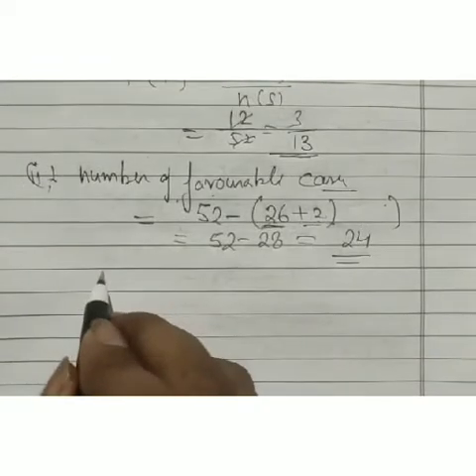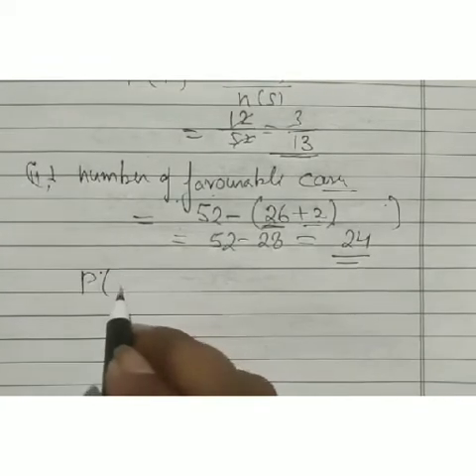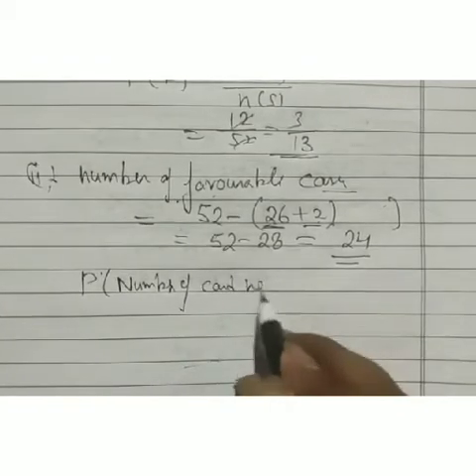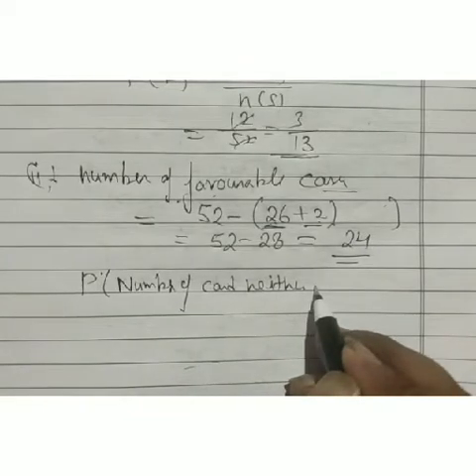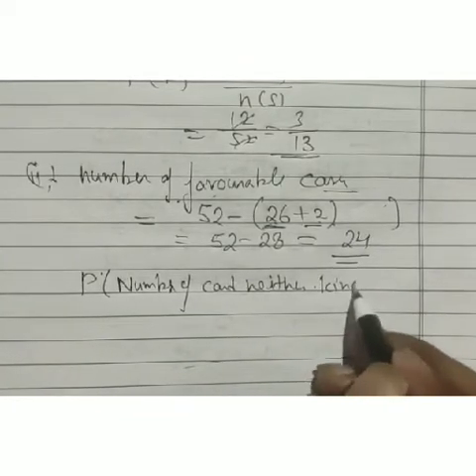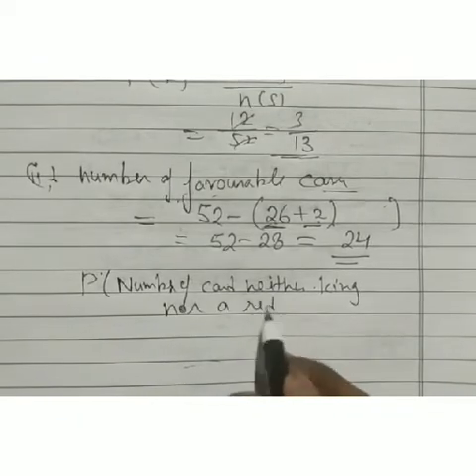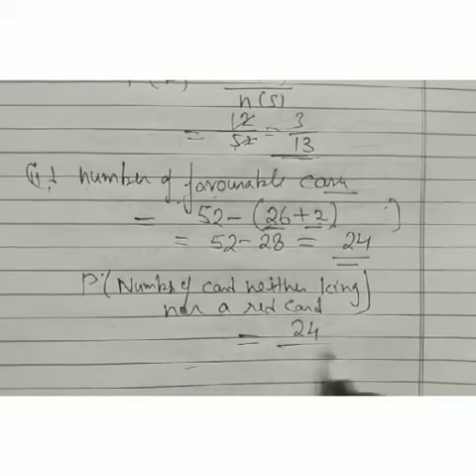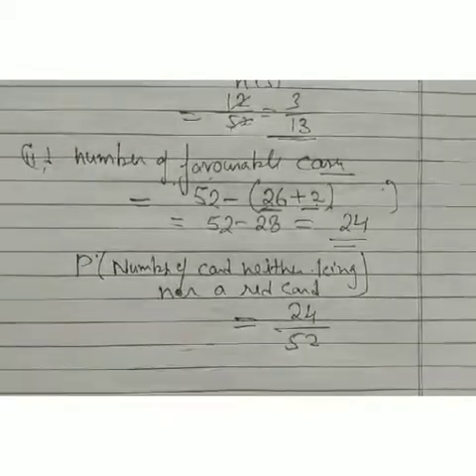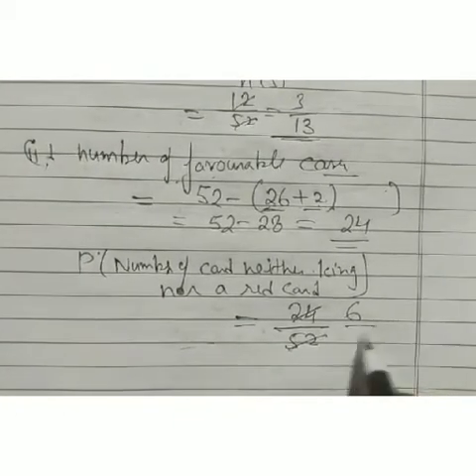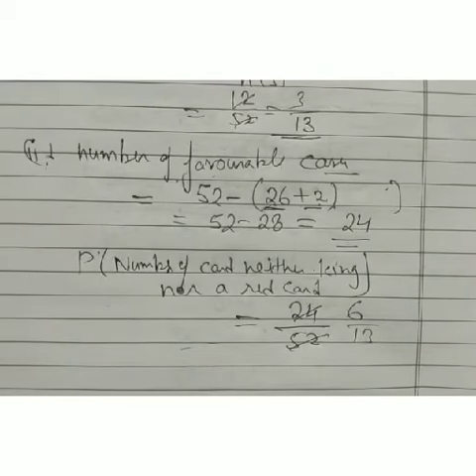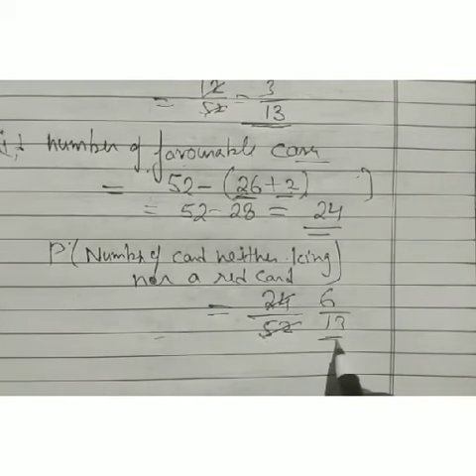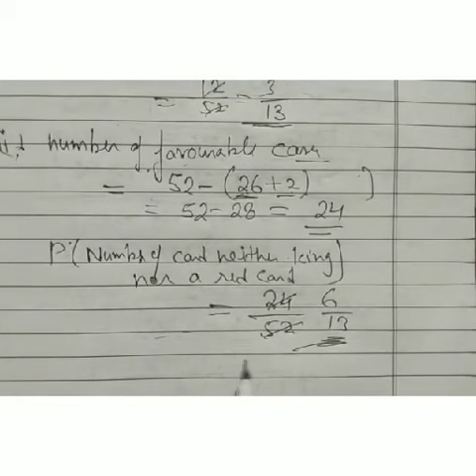Now what is the probability? The probability of a card being neither a king nor a red card is given by the number of favorable cases, which is 24, over the total number of cases, which is 52. Then 4 sixes are 24 and 4 thirteens are 52. Sorry, this is 6 upon 13. This is our required answer.